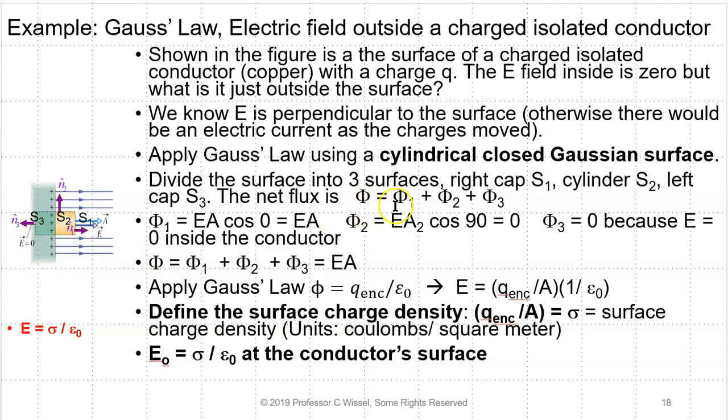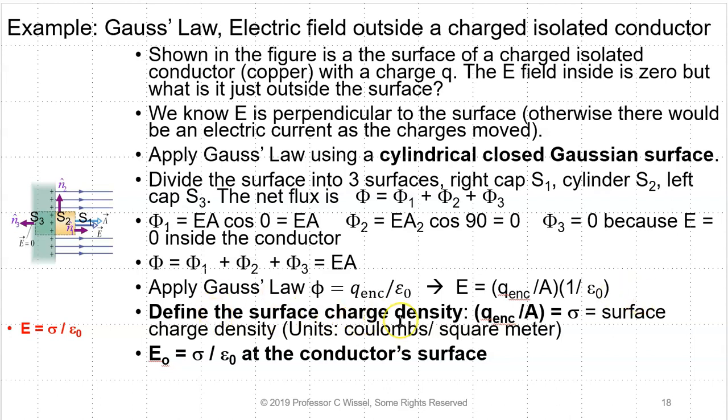The net flux is just the sum of phi1 plus phi2 plus phi3, which is the flux through each of these surfaces. Phi1 is E times A, where A is the area of this cap, times the cosine of 0, and that just equals E times A. Phi2 is E A2 times the cosine of 90 degrees, and that equals 0. Phi3 is 0 because E equals 0 inside the conductor. So the total flux, when you sum it up, is just E times A. We can apply Gauss's law, where phi equals Q enclosed divided by epsilon naught. So E is Q enclosed divided by A times 1 over epsilon naught.